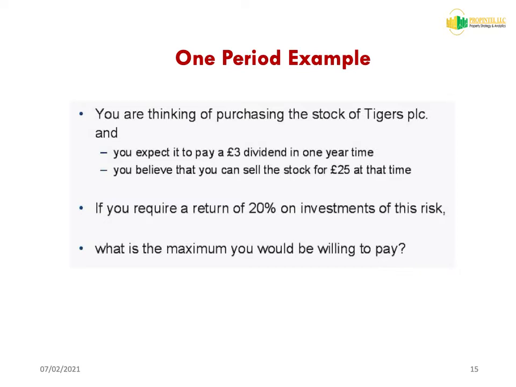You are thinking of purchasing the stock of Tigers PLC and expect it to pay a dividend of £3 in 1 year's time, and believe that you can sell the stock for £25 at that time. If you require a return of 20% on investments of this risk, what is the maximum you would be willing to pay for this stock? And would you purchase the stock if it is trading on the London Stock Exchange at £18 per share?